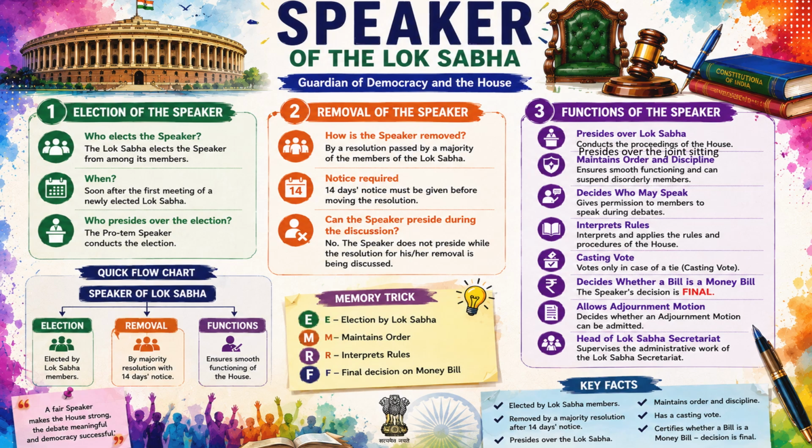Interprets rules. The rules and regulations of the house, to maintain the dignity of the house, are maintained by whom? Our speaker. Casting vote. At times we are voting. There are 100 people sitting over there, and after the voting, we see 50 are saying yes and 50 are saying no. Now, who will decide? That one vote is cast by the speaker. The speaker will say that yes, it is, or no, it is not.